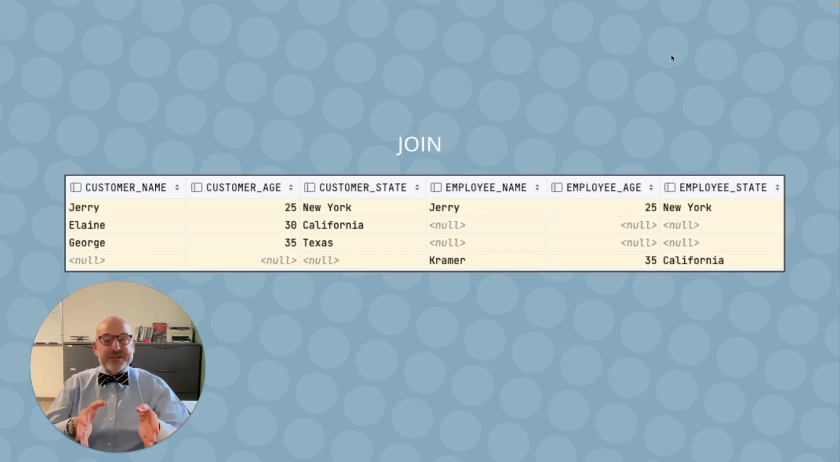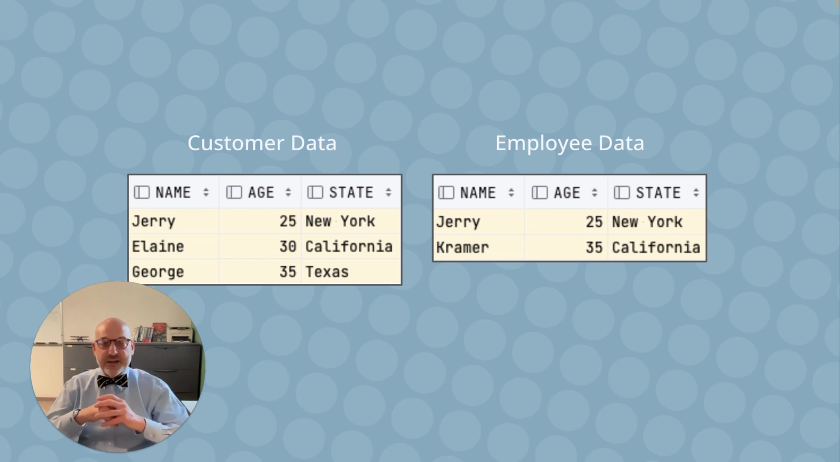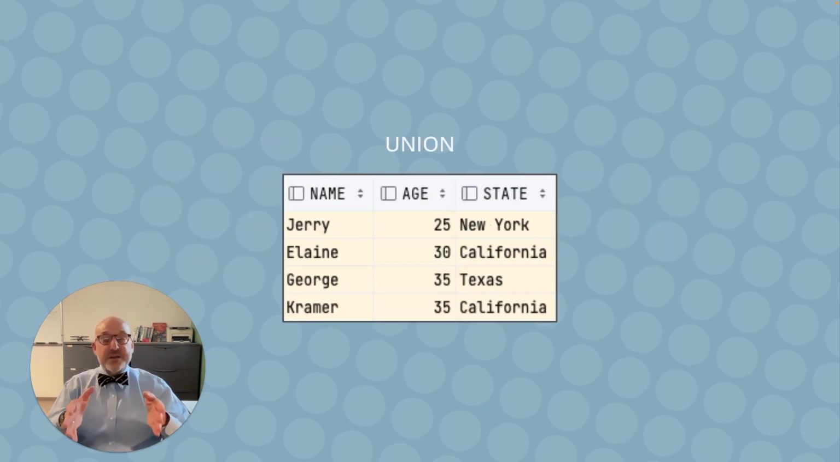See how the database tells us that the employee jury and the customer jury are related? The important thing here is that the results are side by side. Here's our raw data again. Let's combine this data using a union command. Notice that the union doesn't really indicate anything about how the records are related, and the records are not side by side. They're stacked on top of each other.